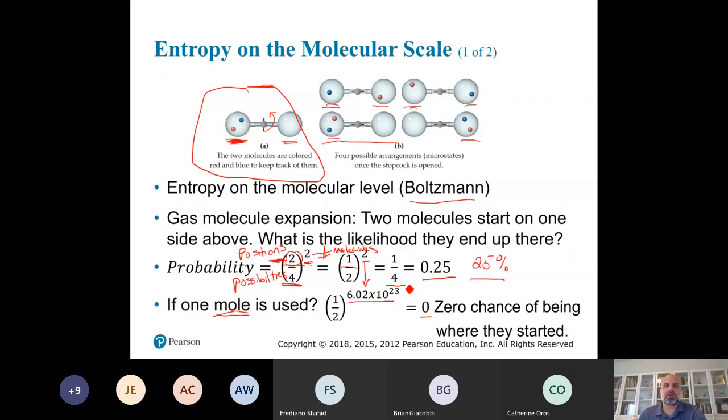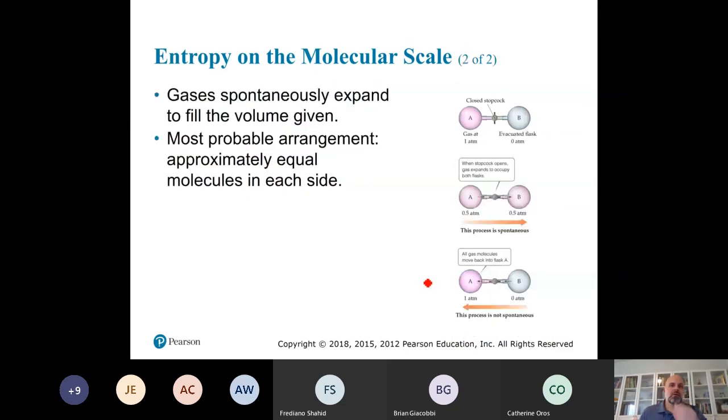So when we're talking about being able to identify where molecules are, it's going to be extremely difficult, right? So we continue. Gases spontaneously expand to fill a given volume. The most probable arrangement is approximately equal, with approximately equal molecules on each side. So the same thing. We started with a gas at 1 atmosphere with 0 atmosphere, or vacuum, on the other side. If we then open up the stopcock, what's going to happen, right?